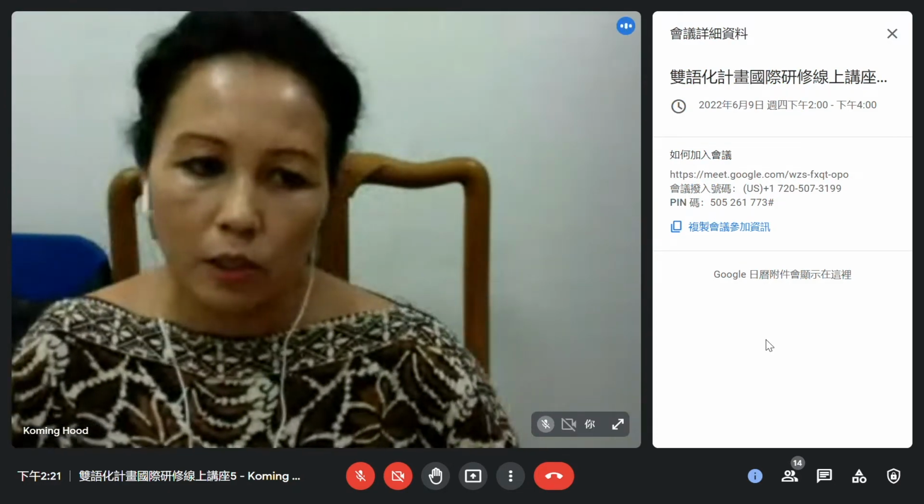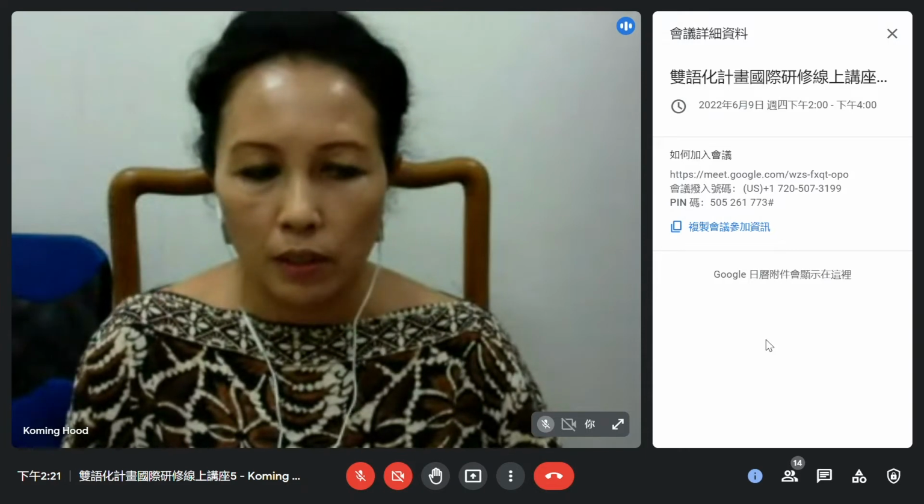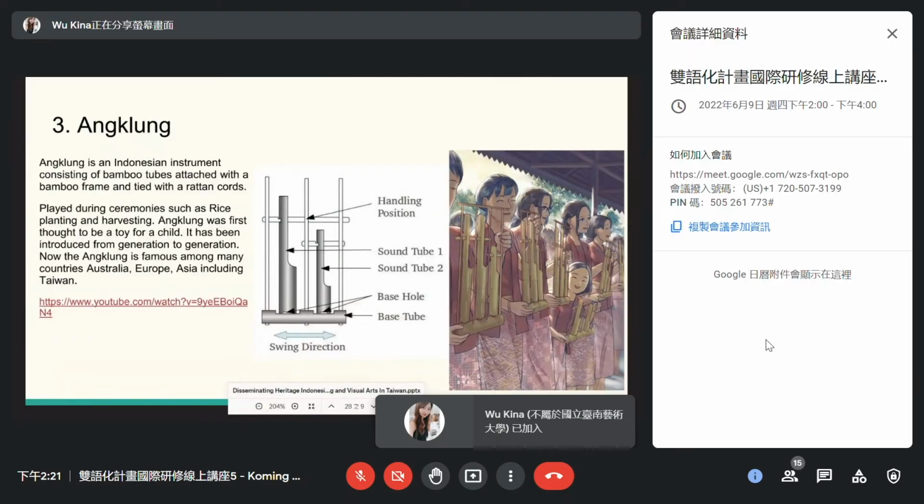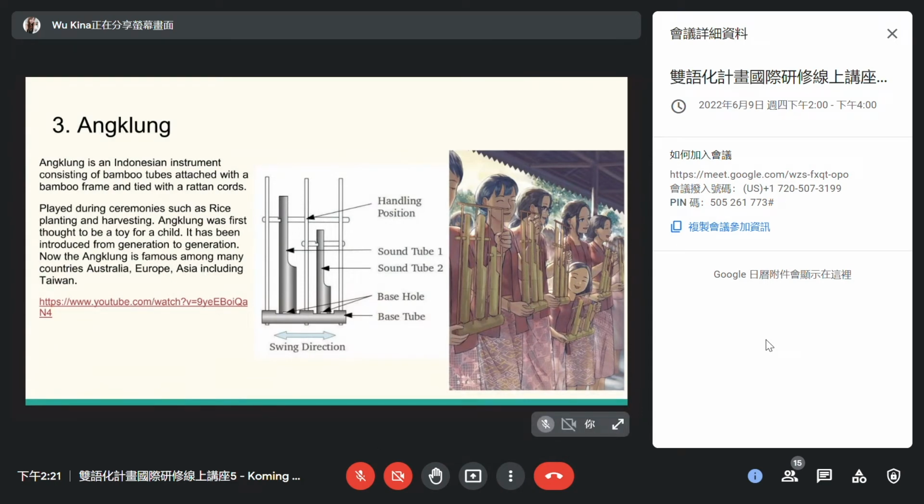Okay, as you see, if you haven't seen any pencak silat performance before, those were a combination, more of a modern pencak silat. They combine it with randai, and you have the traditional gamelan or music from Sunda. So it's a more contemporary pencak silat. And then the next one is the angklung.